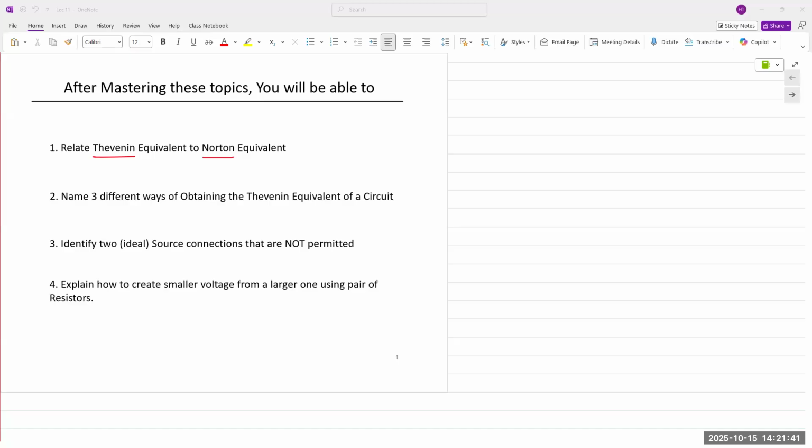The voltage source came to be known as Thevenin voltage. The resistance came to be known as Thevenin resistance. And that, in short, is the Thevenin theorem.